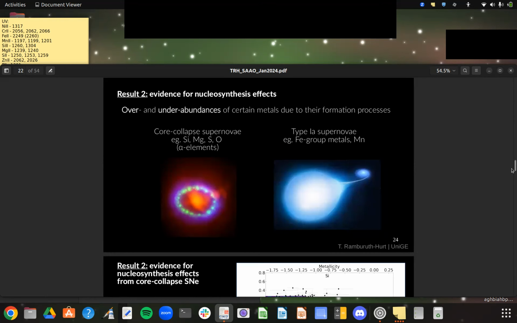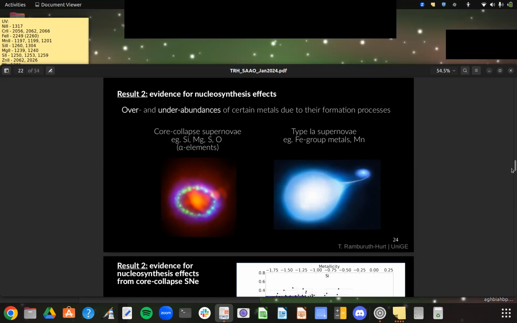So the second result is that we see evidence for nucleosynthesis effects, as I mentioned earlier. This refers to over and underabundances of certain metals due to their formation processes. More particularly, core collapse supernovae produce the alpha elements, which are, for example, silicon, magnesium, sulfur, and oxygen. And the iron group metals and manganese are produced by type 1a supernovae. And in general, core collapse supernovae happen about 1 giga-year before we see type 1a supernovae.